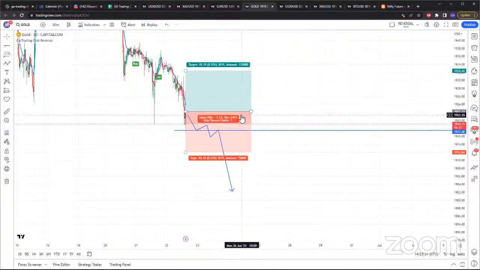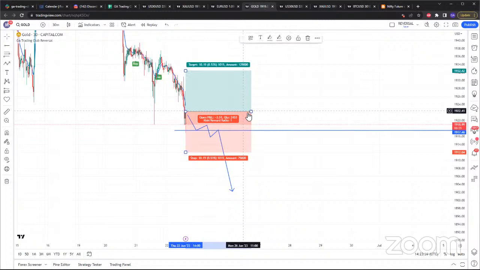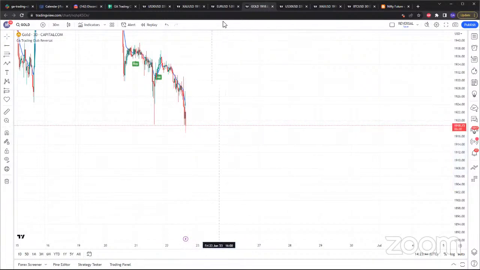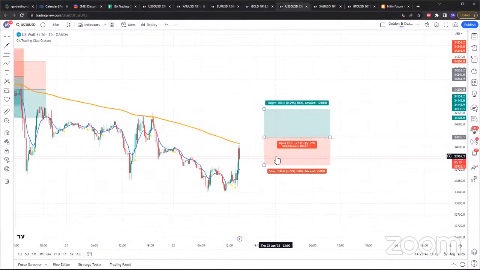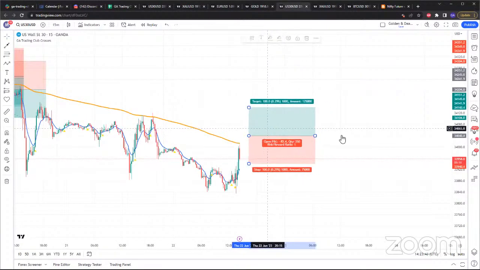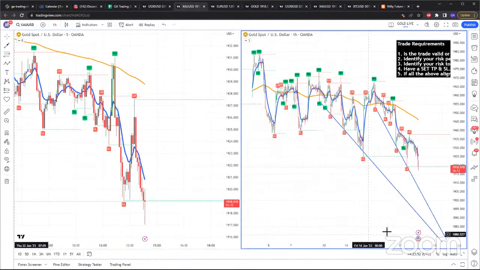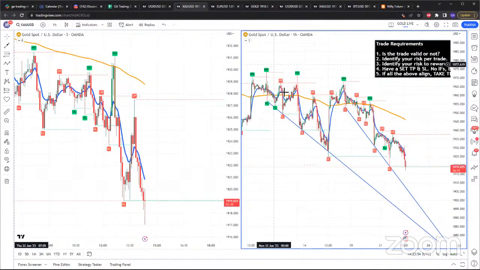With the static trend line that you have at 1905, 1900, when did you draw that? Was it like last year? No. So this one, I drew it.